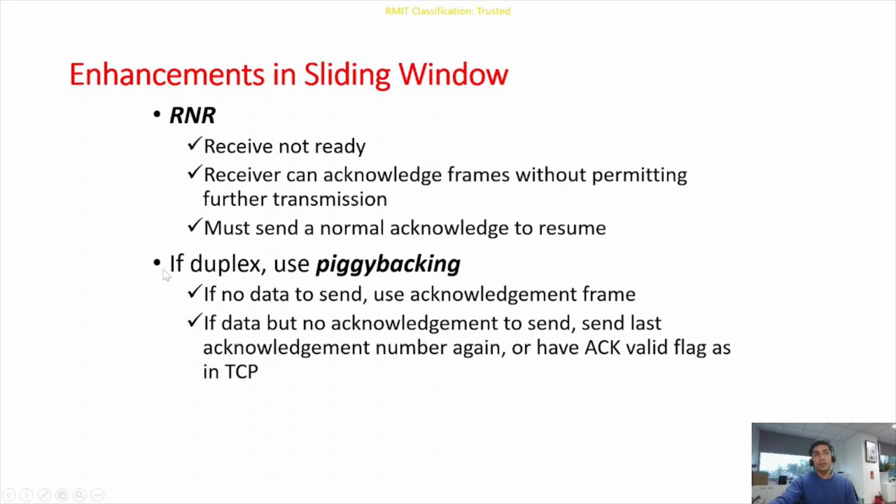And then if the transmission is duplex, it can use piggybacking, which means if there is no data to send, use an acknowledgement frame. And if there is data but no acknowledgement to send, send the last acknowledgement number again, or have an acknowledgement valid flag as in TCP.